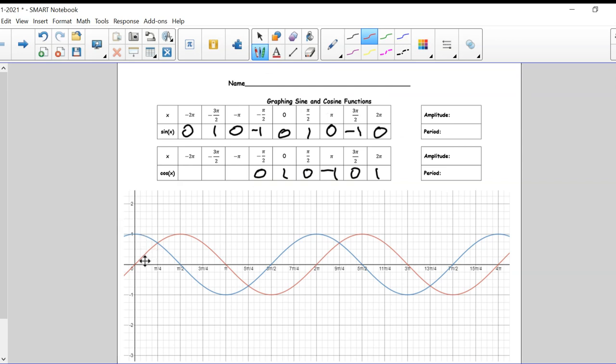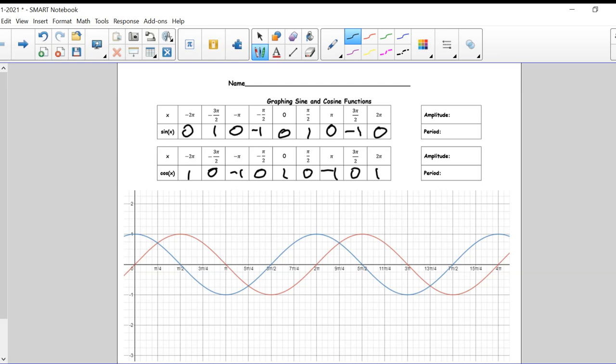On the other side of that, for the cosine function, we're starting off at one. We're going to zero next. Then we're going to go to minus one at minus pi. Let me just think about that for a second. Yeah, minus one. Wrong color. And then we're going to go back to zero. Then we're going to go back to one.